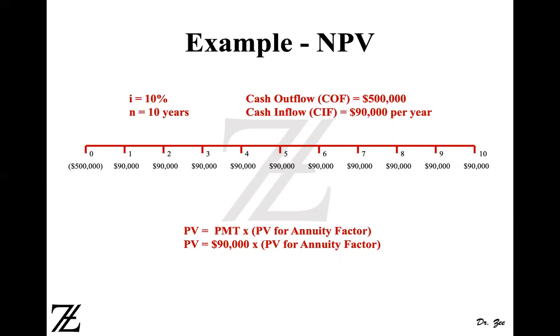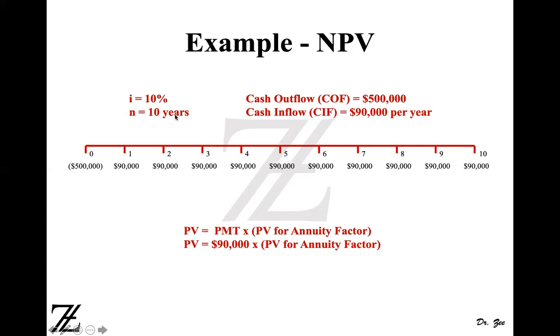You have to calculate the present value of each $90,000 that you'll be receiving every year for the next 10 years. So the formula you use is the present value formula of an annuity. PV equals payment times the present value of an annuity factor, right? So the payment is $90,000. Now you have to look at the annuity factor in the annuity table, the present value of an annuity table, right?